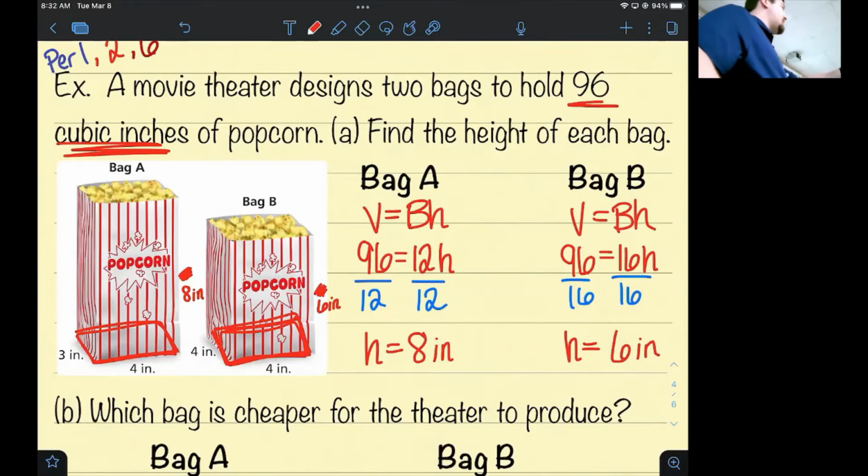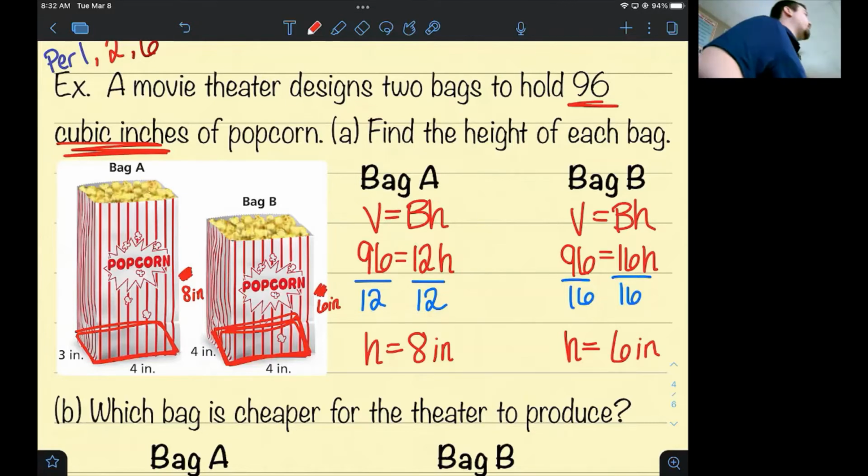Okay, so we'll get to that in a second. You're talking about how much paper they're using. Okay, that's the second part. But let me ask you as the consumer, if I told you both bags hold the same amount of popcorn, are you going to throw a fit with which one I give you? Probably not. Now, there's certain things that you might have a preference over.